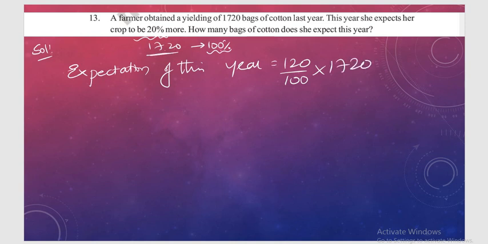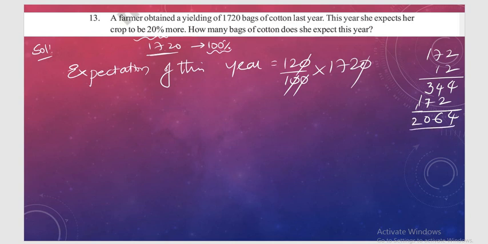Into 1720. Now from this, 10 10 I can cancel. So 12 into 1, and 10 also I can cancel here. So finally 172 into 12. So 2 2s are 4, 2 7s are 14, 2 1s are 2 and 3, and this gives me 172. So from this, 4 6 0 2.